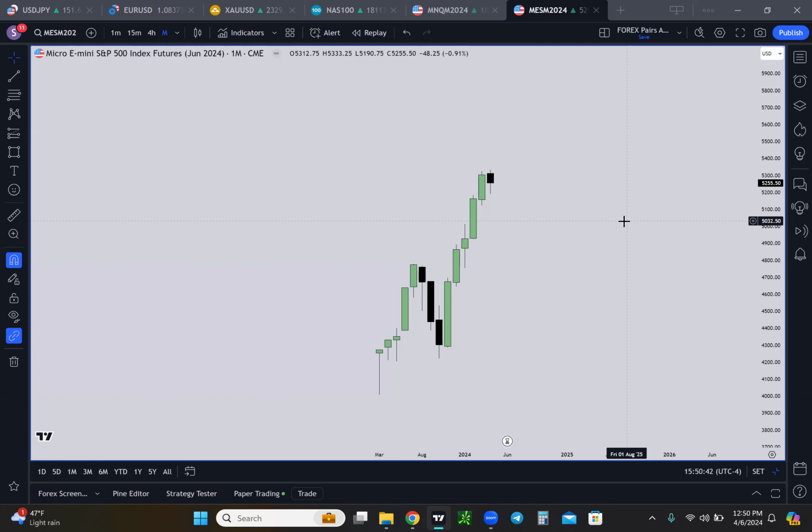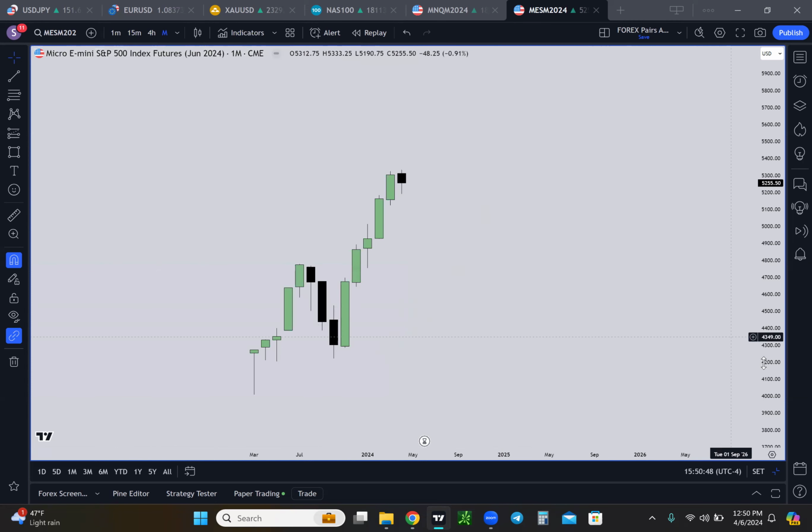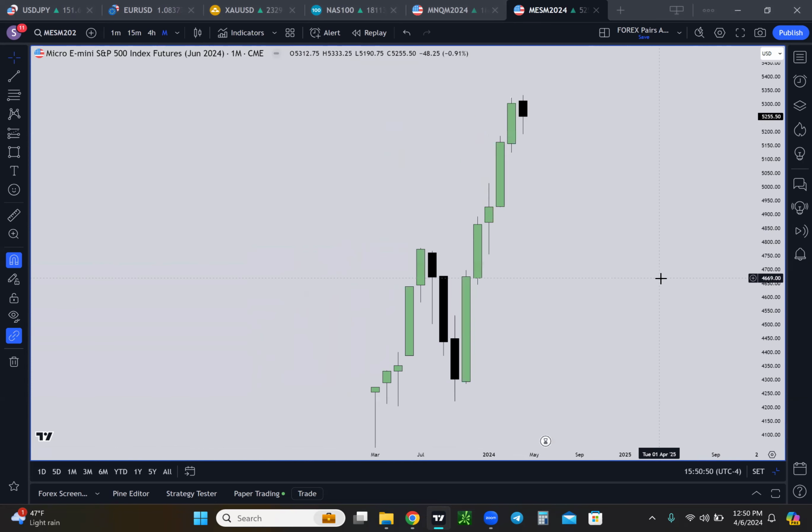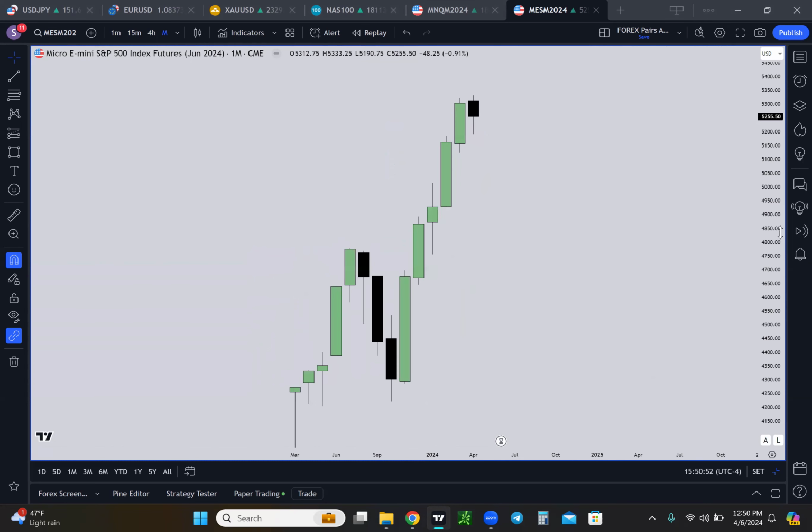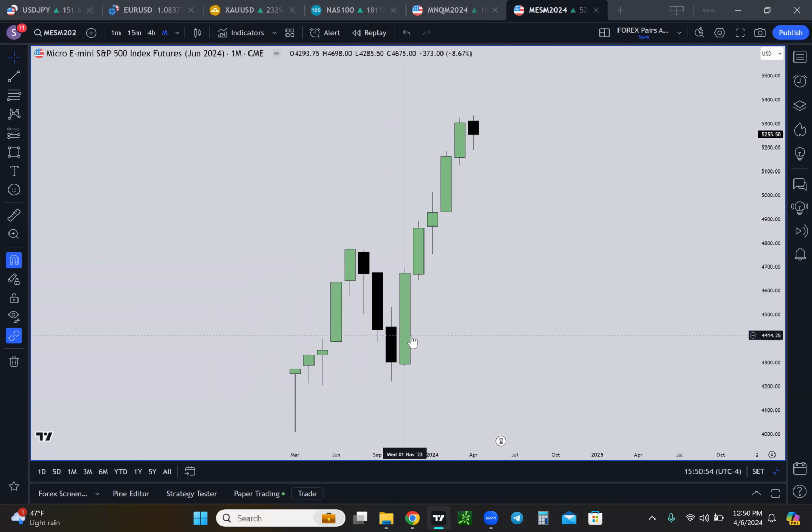I'm looking at the Micro E-mini S&P 500 Index futures June 2024 contract, starting with the monthly chart. I like to look at the monthly, just a quick glance to give me perspective as to where price is, where price has been, where has it come from, and what's going on.